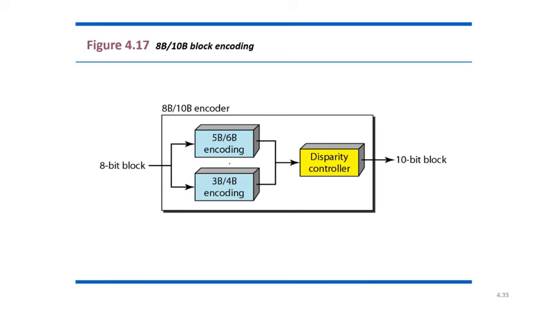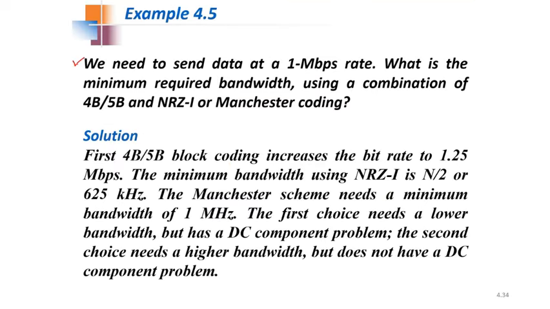So you can see the question here. It is saying we want to send data at a 1 Mbps rate. What is the minimum bandwidth required using the combination of 4B/5B block encoding and the NRZI scheme, or with Manchester coding? If we are using block coding with the NRZI scheme and with the Manchester scheme, what is the advantage and disadvantage, or what is the minimum bandwidth required? We need to find out.